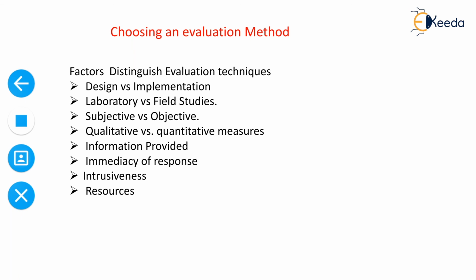Then information provided. The level of information required from an evaluation may also vary. The information required by an evaluator at any stage of the design process may range from low level to high level, so that a decision can be made. Then immediacy of response. Methods such as think-aloud record the user's behavior at the time of interaction itself, but a post-task walkthrough relies on the user's recollections of events. Such recollections are liable to suffer from bias in recall and reconstruction with user interpretation.